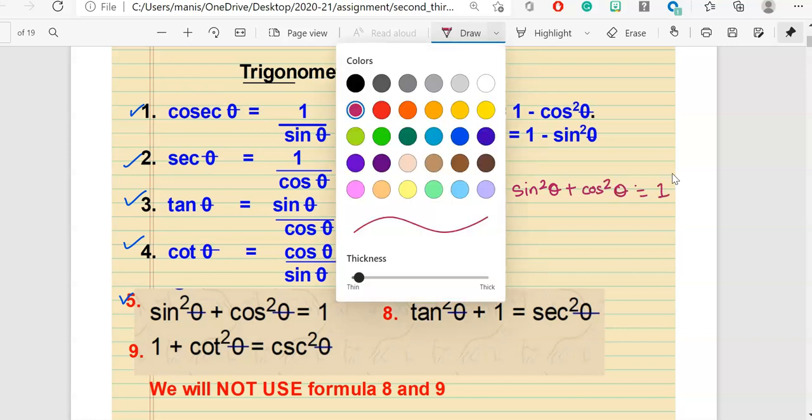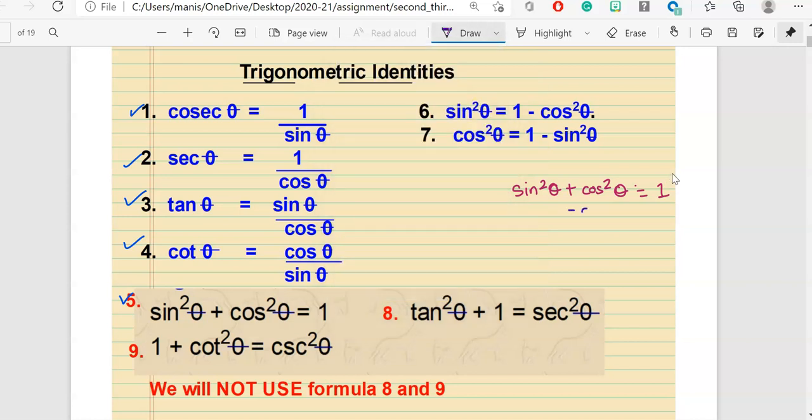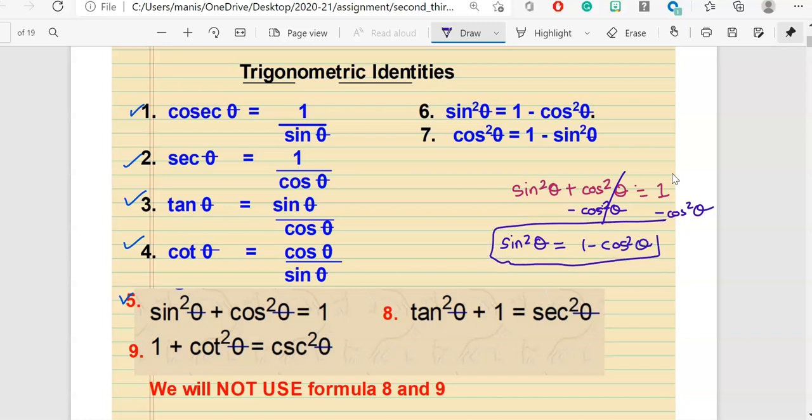So if I subtract cosine square theta from both the sides, this gets cancelled out and my formula becomes sine square theta is equal to 1 minus cosine square theta. So as you can see, I got formula number 6 over here. I can derive it. Similarly, I can do it for formula number 7 also.